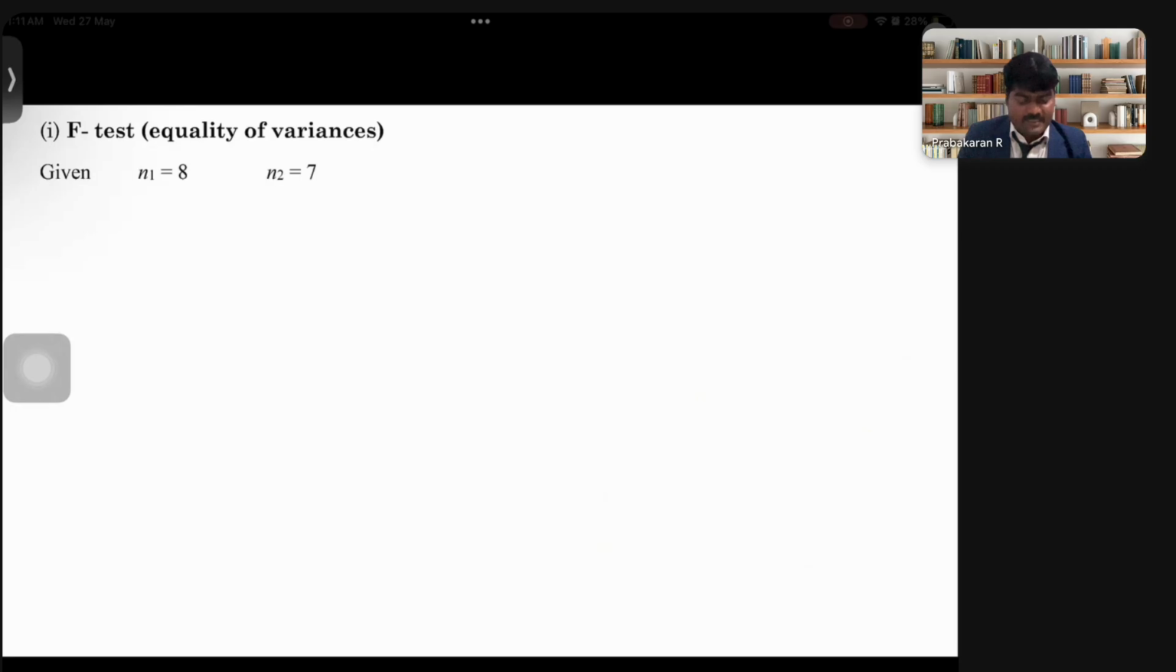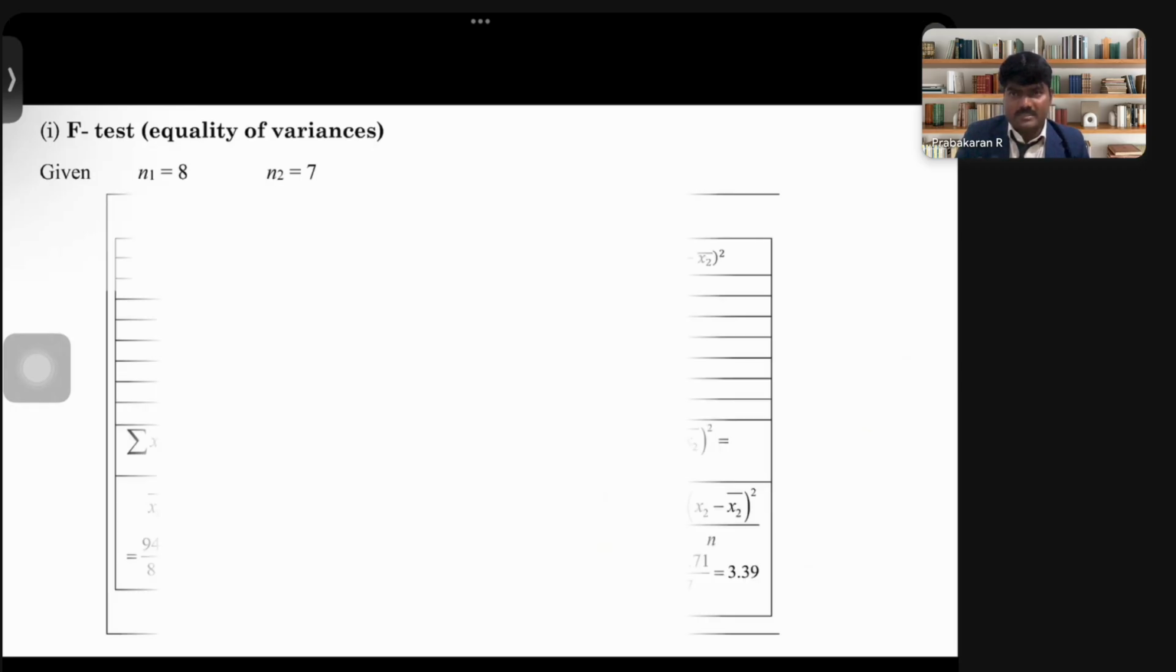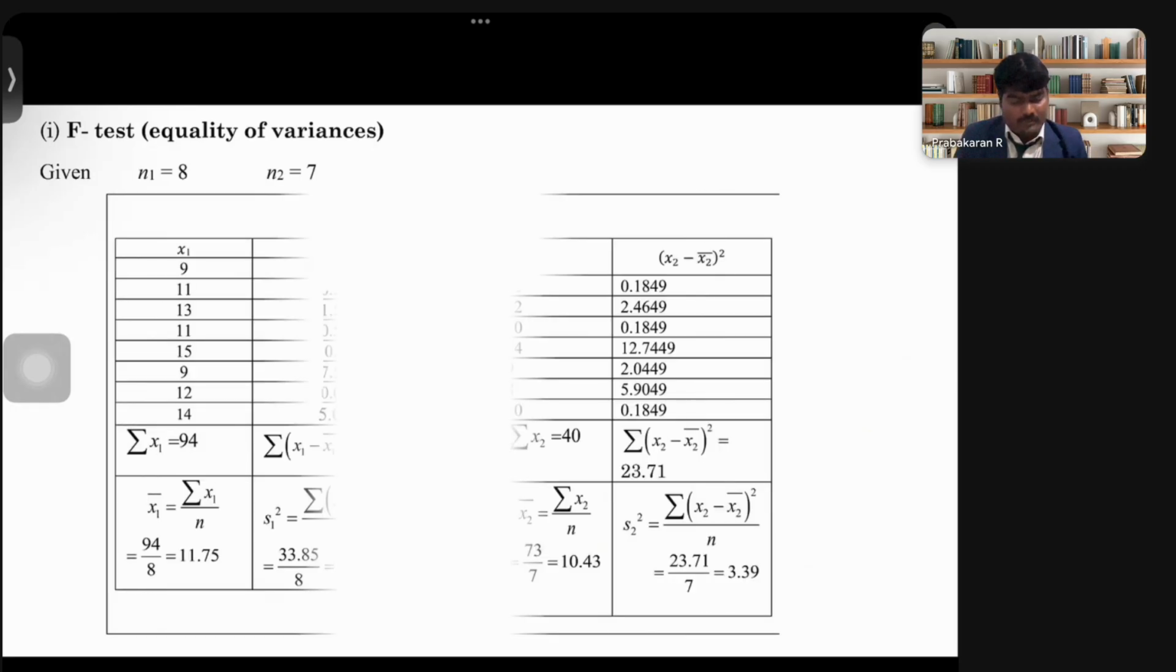So these were the things we have done. We have taken the two samples, and this is how we can go for calculating the values of x1 bar, the first sample mean and the second sample mean, the variance of the first sample and the second sample variance.